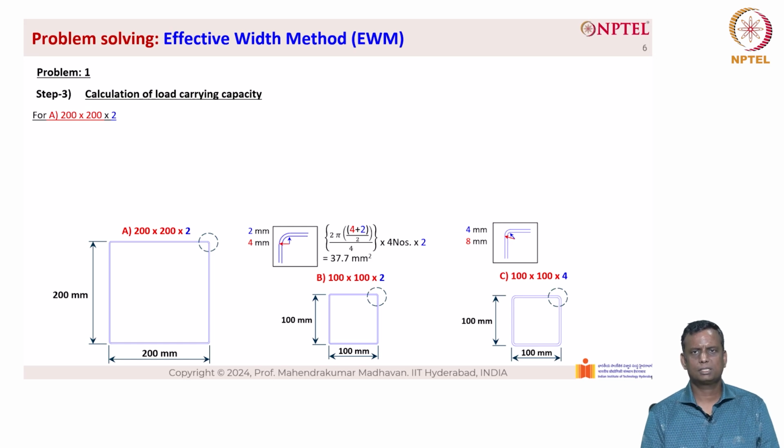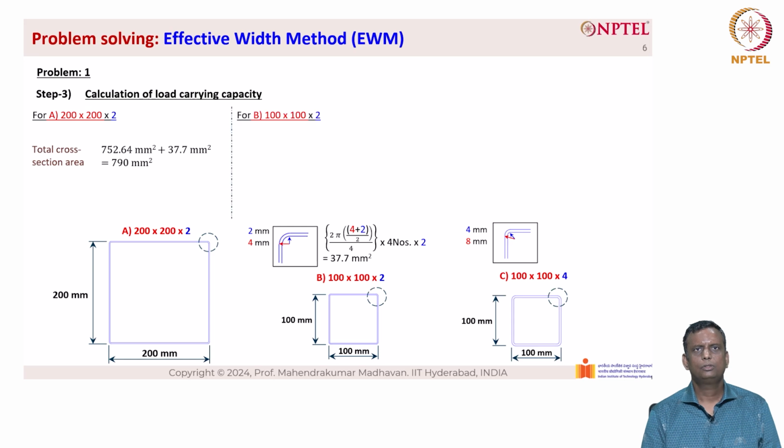And we have 4 such corners. So we multiply by 4 and then we multiply by the thickness 2. So the value is 37.7 millimeters square. So we add that to the cross-sectional area. We also know that the corners are fully effective. So 752.64 plus 37.7 gives a cross-section area of 790 millimeters square. For cross-section B, which is 100 by 100 by 2, we have the area 632.96 plus 37.7, which is the corner area. The total area becomes 671 millimeters square.